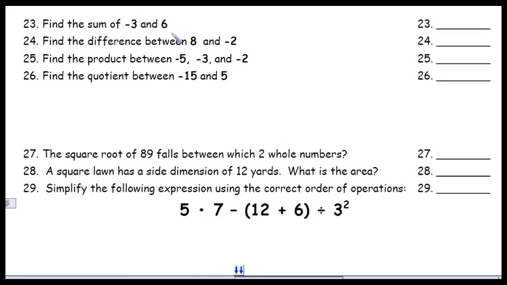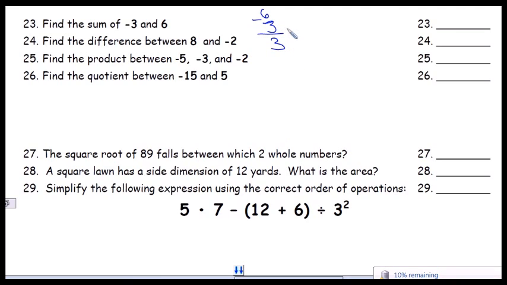Okay, so here's the rule. Same sign? Nope. One is negative, one is positive. Different signs? Yes. So what am I going to do? I'm going to subtract. So I'm going to subtract 6 minus 3. 6 minus 3 is 3, right?